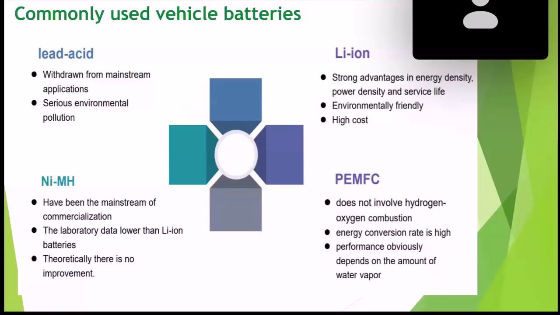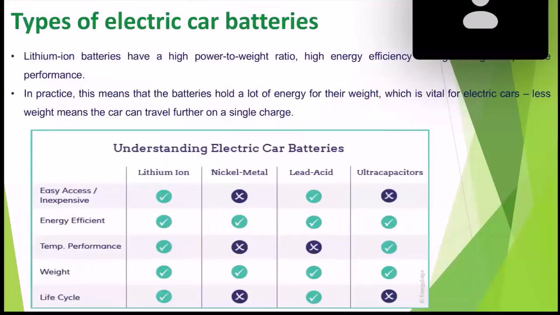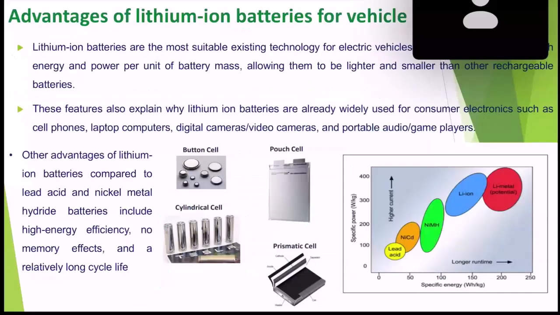So why are lithium batteries most widely preferred for electric vehicle applications? They have major advantages in terms of cost effectiveness, energy efficiency, temperature variations, weight, life cycle, and more importantly, the energy density. The specific energy density, which is nothing but the amount of energy stored per unit area, is much higher for lithium metal as compared to other types of batteries.